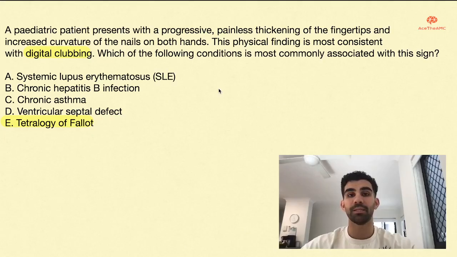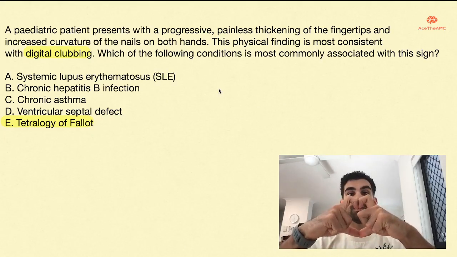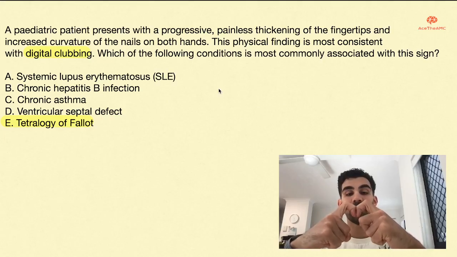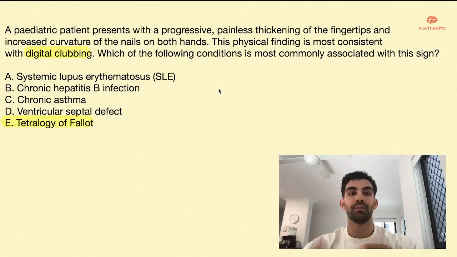Remembering when we're examining someone, checking if they have clubbing, we ask them to make a love heart with their fingers, and we're checking to see if there's a gap in between the nail bed there. And if we can't see that, remembering that's called Shamroth's window, then we can say that there is a picture of digital clubbing there.